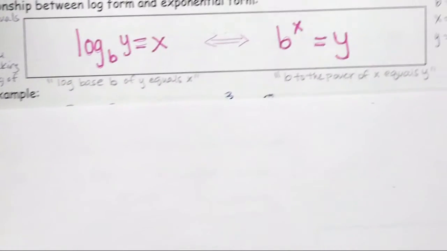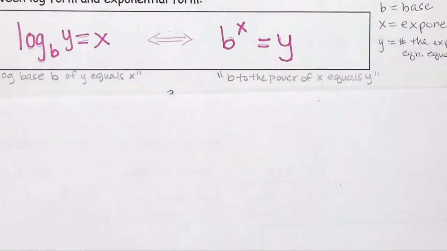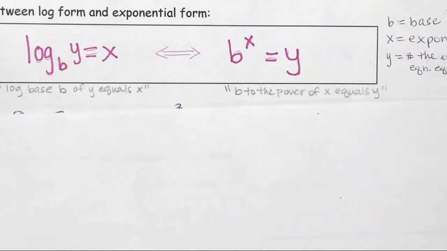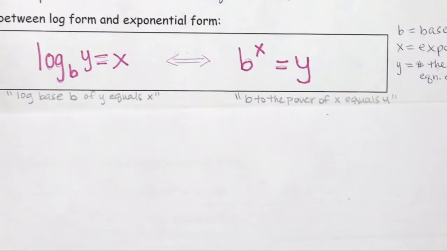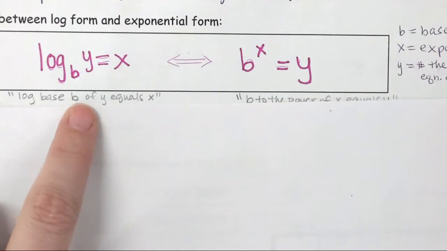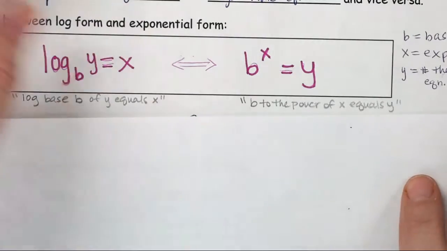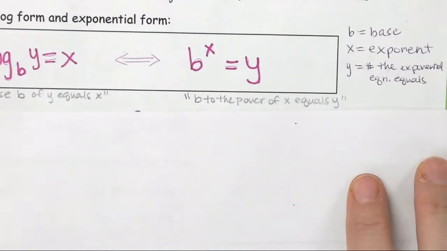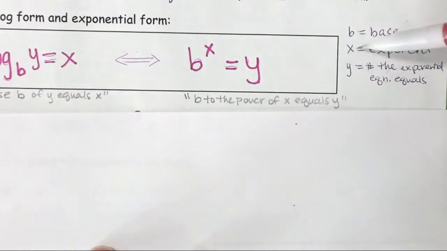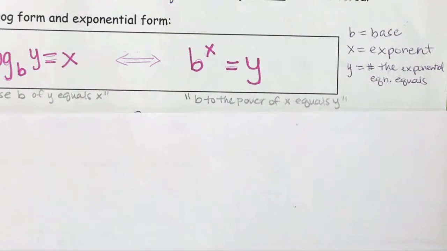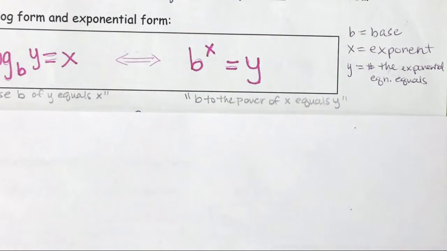And this one is going to be b to the power of x equals y. Okay, so the way you say this is log base b of y equals x. This is b to the power of x equals y. And then for this equation, b is the base, x is the exponent, y is going to be the number the exponential equation equals. So whatever your exponential equation produces, that's what it'll equal. Okay, so I'm going to show you an example.